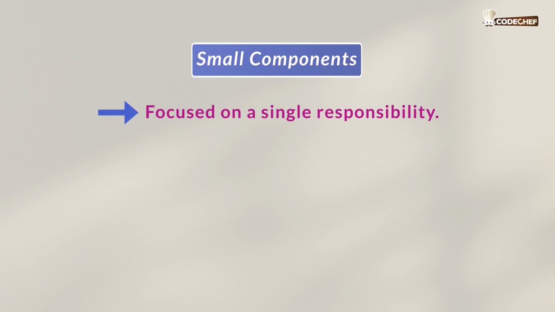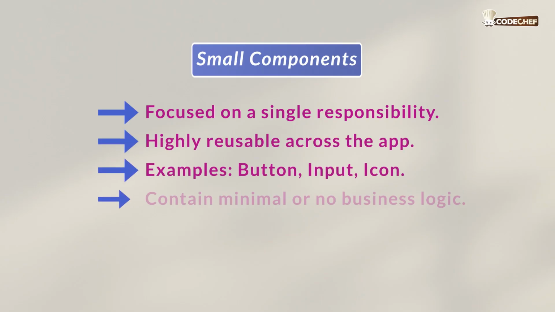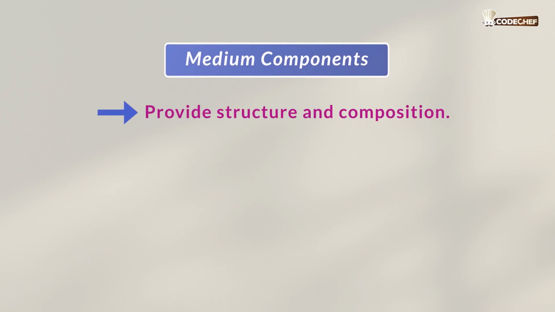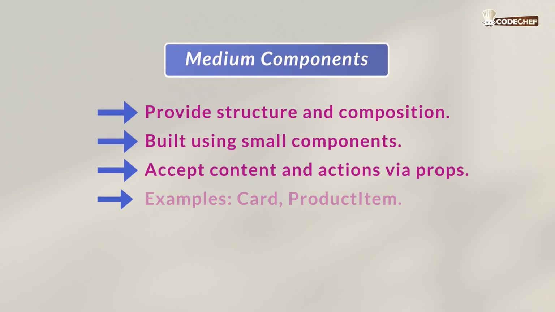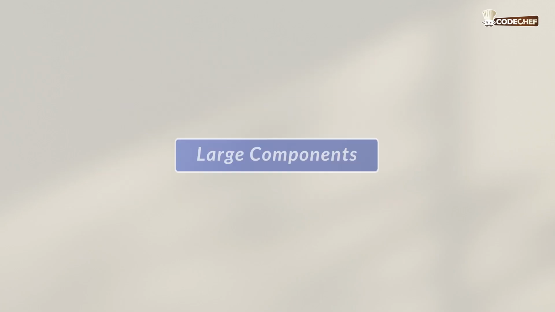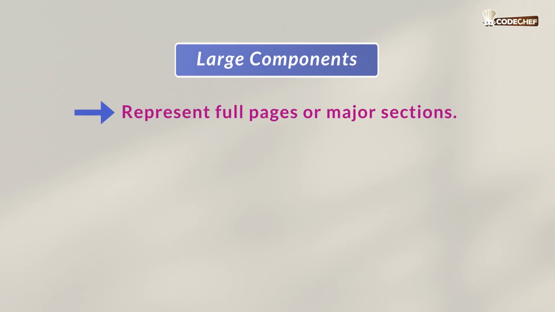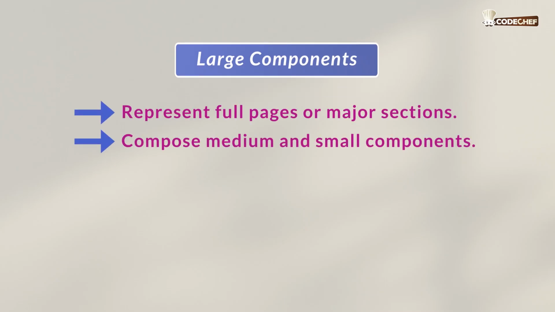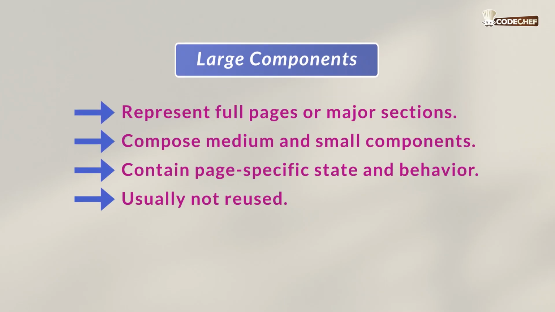Small components focus on a single responsibility. They are highly reusable and contain little to no business logic. Medium components provide structure. They combine small components and accept content and actions via props. Large components represent pages or major sections. They compose smaller components and define page-specific behavior.